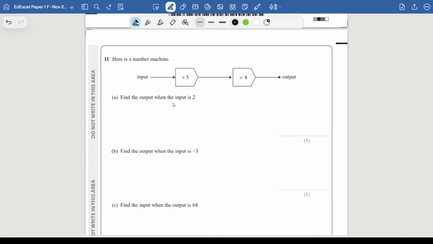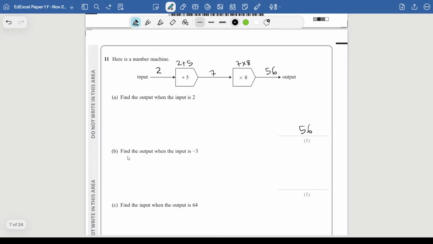Here is a number machine, the input, and these are the operations, and then you get the output. Find the output when the input is 2. So if you plug in 2 here, what will be the output? So the first thing, it goes in here. So 2 is added to 5 to get 7. And then 7 times 8 is 56. So the output is 56.